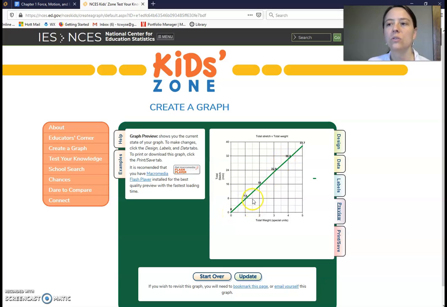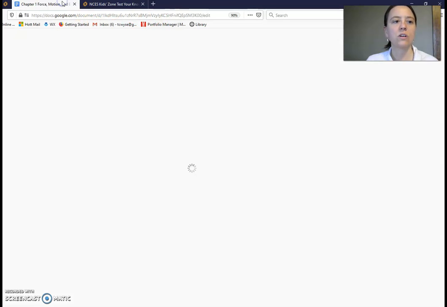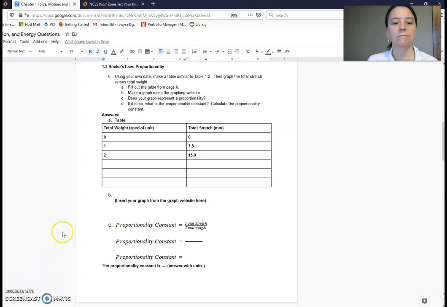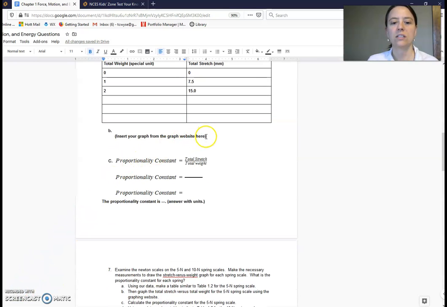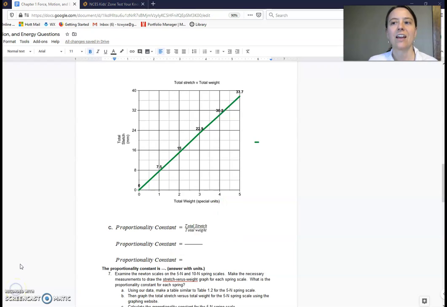So what we're going to do is we're going to put this in our Word document. So I am doing a right click and I'm going to copy the image, and then I come over to my Word document, and then where it says insert the graph here from the website, I'm going to do Control Paste, and there I have it. Did it work for you? Now you have a nice, beautiful graph.